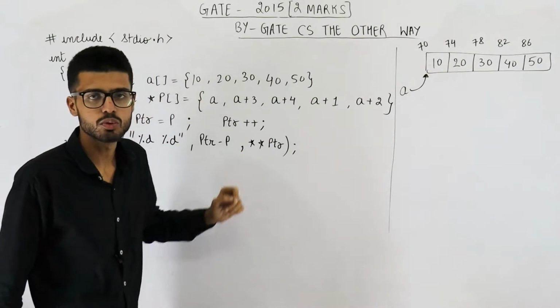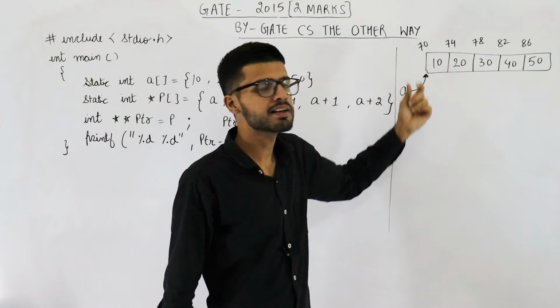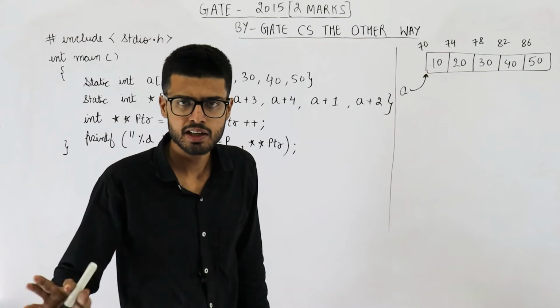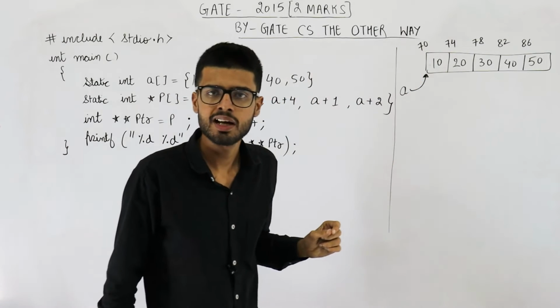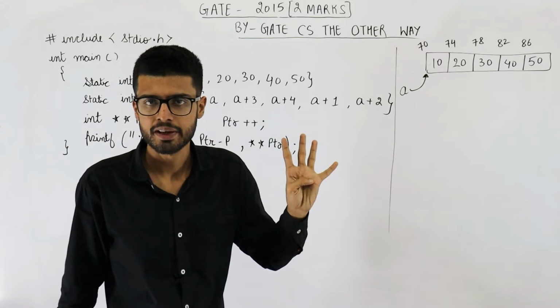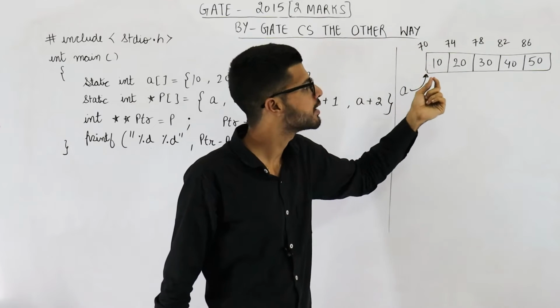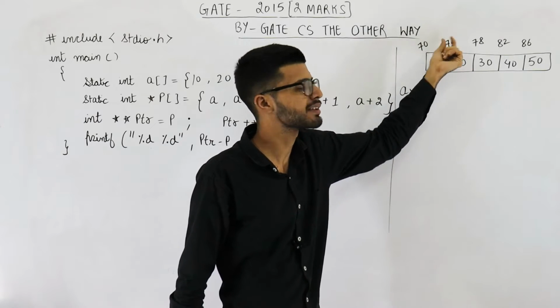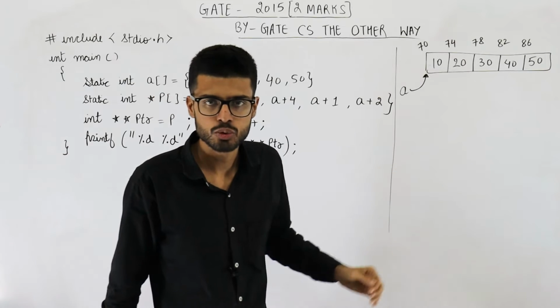That means these values. Now I am assuming that starting address of this array is 70. I have taken any random address. It can be anything. And also I am assuming that one integer occupies 4 bytes. So if first element is present on address number 70, obviously second element will be present on 74. Then next element will be on 78 and so on.